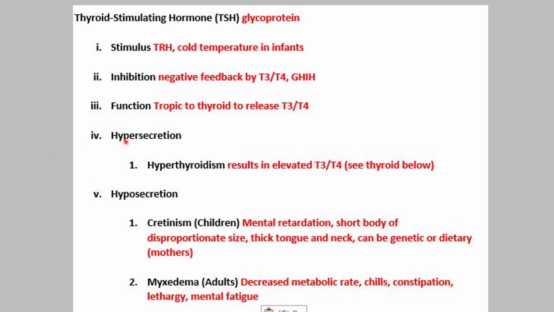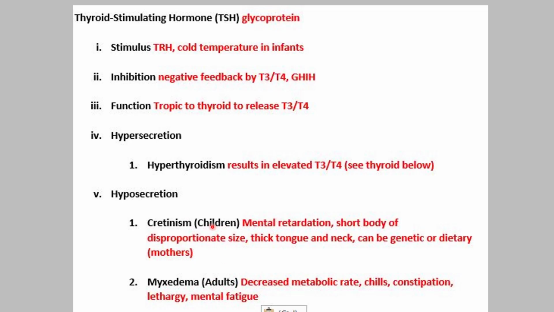But what happens if there's hypersecretion of TSH? Well, this can cause a type of hyperthyroidism. If there's too much TSH, then we are going to stimulate the thyroid gland to make more T3, T4, which we talked about in the thyroid gland. If we have hyposecretion of TSH, well, we're going to have low T3 and T4. And depending on if it's a child or an adult, we get different outcomes.